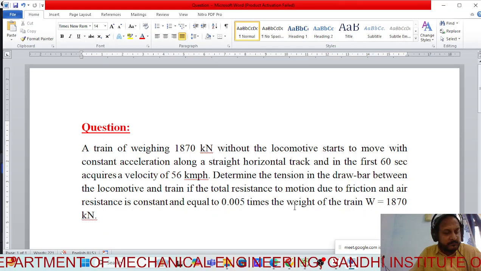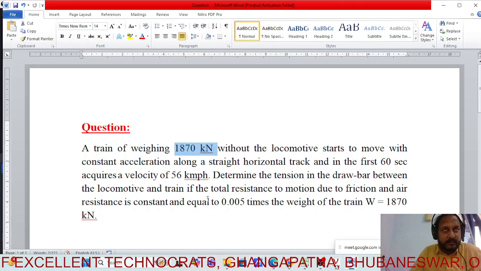Yes, sir. What is the weight of the train? Weight of the train is 1870 kilonewton. Suppose you are not able to take down the notes, I am already recording this particular class. Okay, don't worry about it.